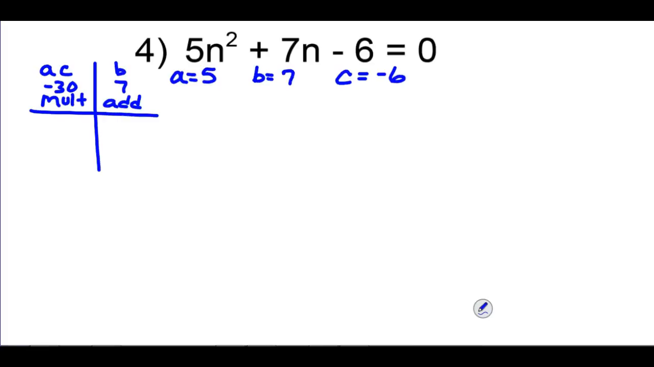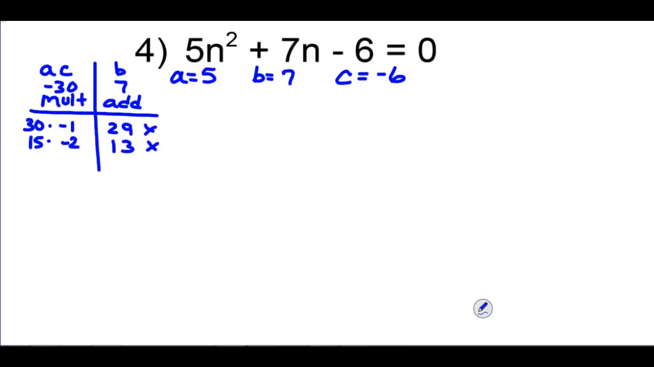Now, 30 is negative, so I know there has to be a positive number and a negative number. 7 is positive, so I know that the positive number has to be bigger than the negative number. So it might be 30 times -1. But when I add those together, that's 29, so that doesn't work. So then I try 2. Since it's divisible by 2, then I would say 15 times -2. When I add those together, I get 13, and I still say no.